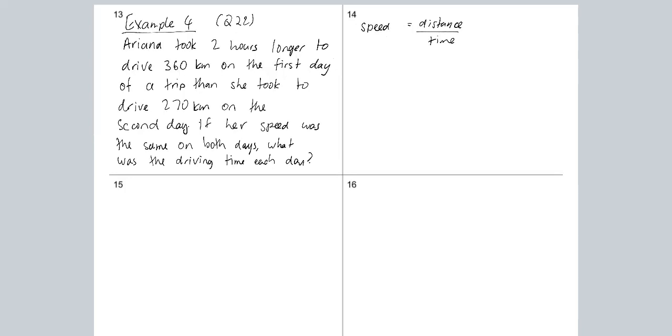Example 4 is a long one, so you probably won't have a chance to write it down. Ariana took 2 hours longer to drive 360 kilometres on the first day of a trip than she took to drive 270 kilometres on the second day. If her speed was the same on both days, what was the driving time each day? Okay, so we've got quite a few facts there.